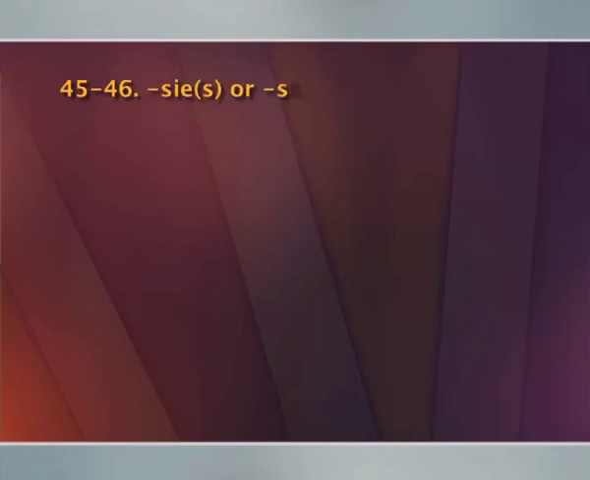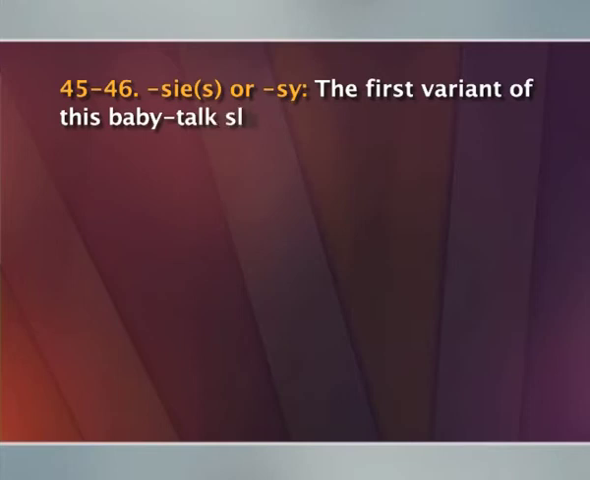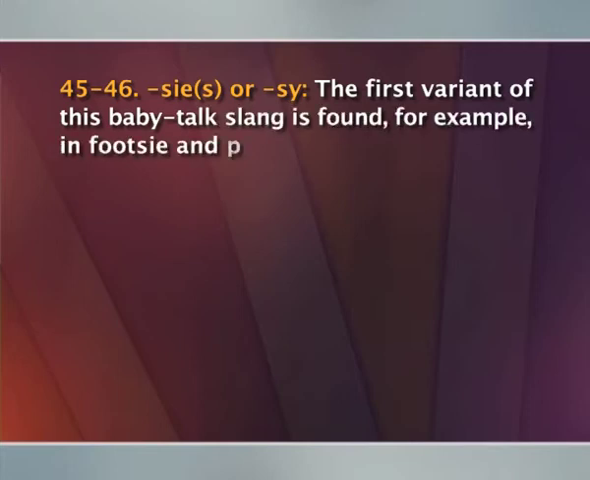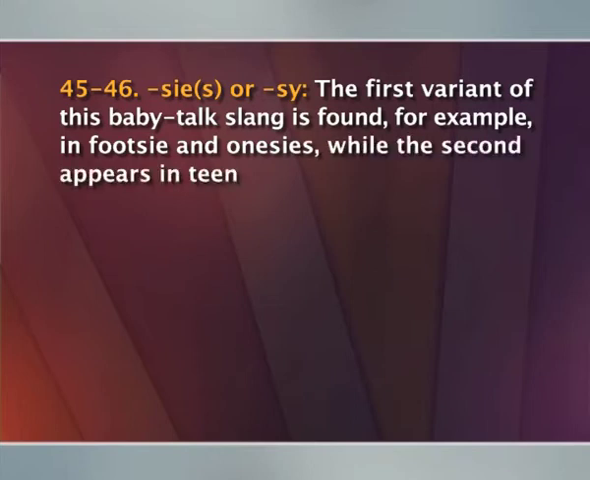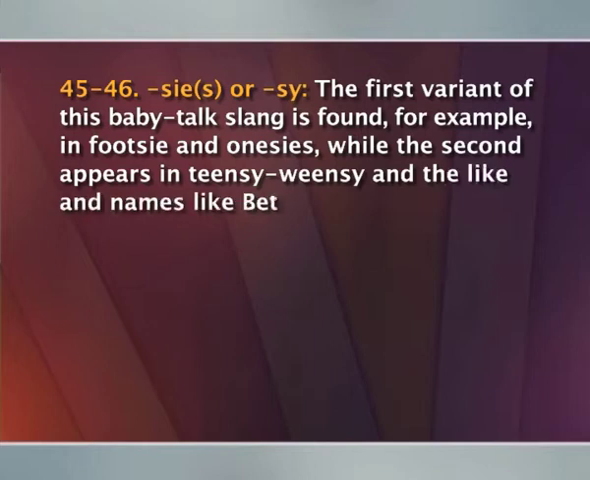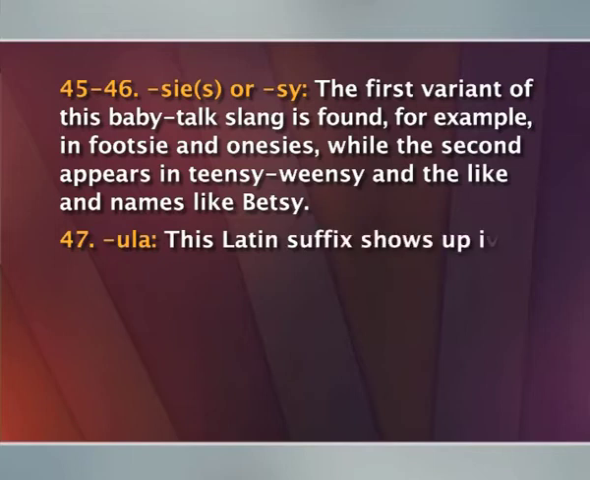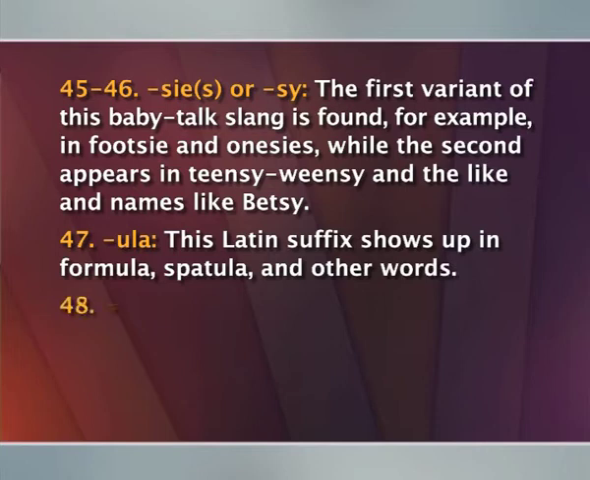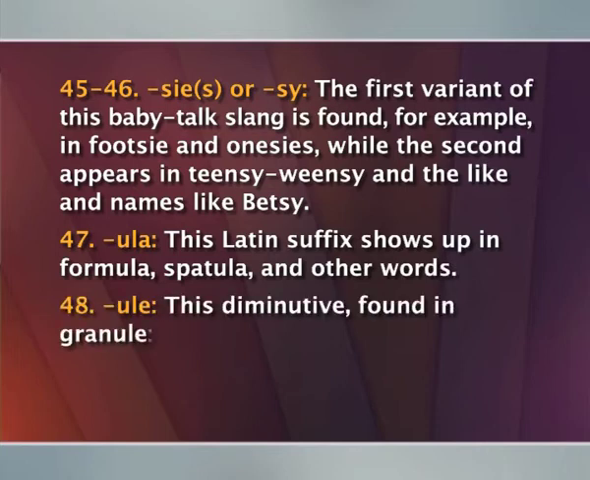45th and 46th, sie, that is see, or sy, that is sigh. The first variant of this baby talk slang is found, for example, in footsie and onesies, while the second appears in tinsy, winsy and the like, names like Betsy. 47th, ula. This Latin suffix shows up in formula, spatula and other words.